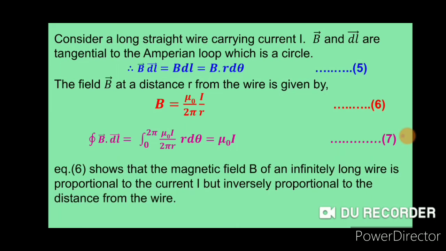Equation number 6 shows that the magnetic field B of an infinitely long wire is proportional to the current I but inversely proportional to the distance from the wire.